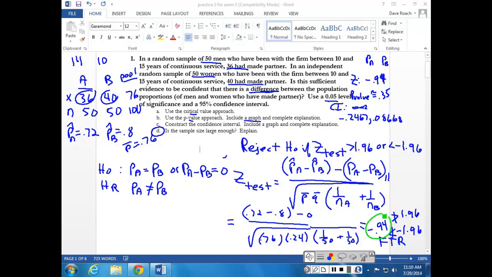0.94. So 0.94 means that this value, this difference that I have, this difference of 0.08, 0.72 minus 0.8, is a little less than one standard error away from the center of the distribution. Okay. So we have a distribution with P hat A minus P hat B. We know that the center of that distribution is 0. It's PA minus PB is equal to 0.